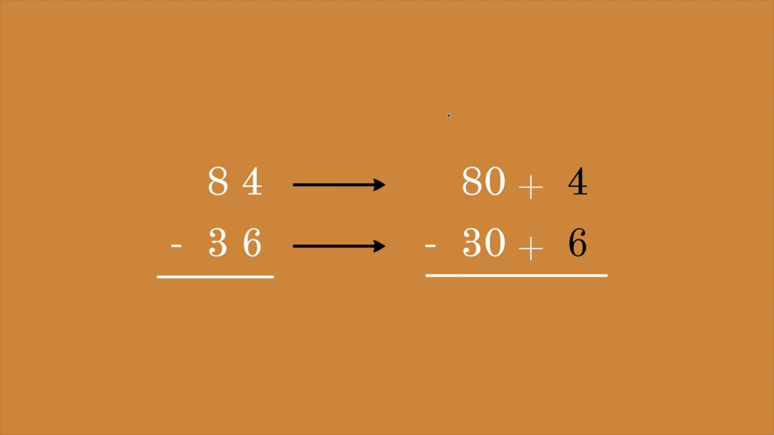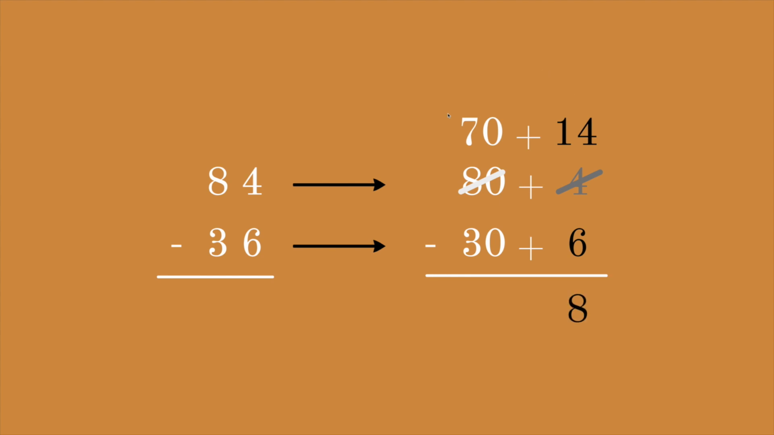So I only have 4 ones. I need to take one of my tens and move it over into the ones place. So now I have 7 tens, or 70, and 14 ones. 14 minus 6 I can do. I know that 6 plus 8 is 14, so 14 minus 6 is 8.